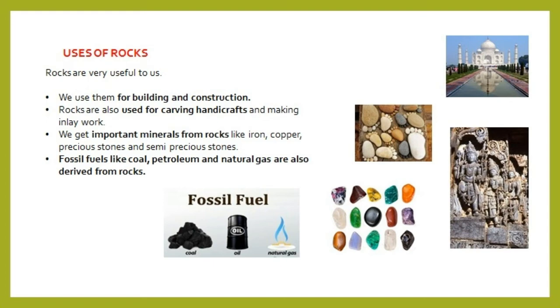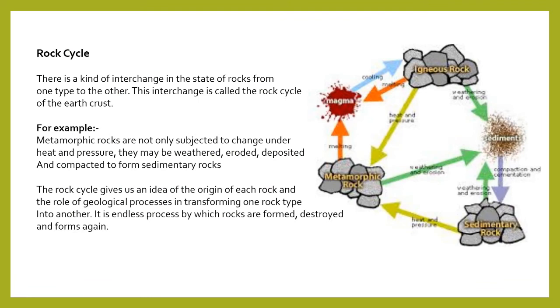Okay, now the last topic, rock cycle. Rocks keep on changing from one form to another, but the process takes millions of years. So there is a kind of interchange in the state of rocks from one type to another. The interchange is called the rock cycle of the earth crust. For example, your metamorphic rocks are not only subjected to change under heat and pressure, they may be weathered or eroded, deposited and compacted to form sedimentary rocks.